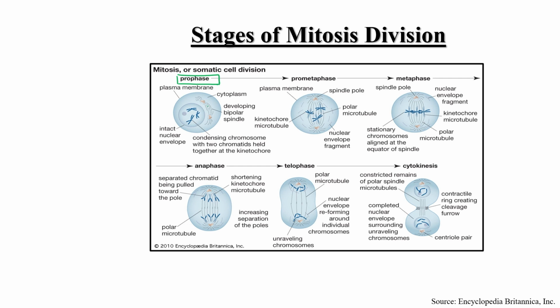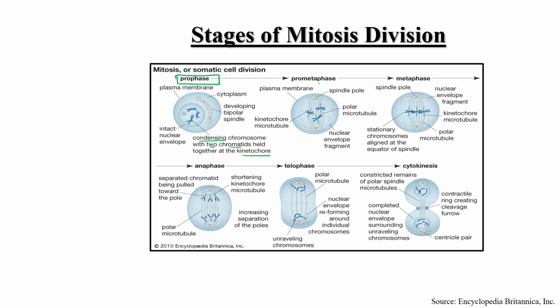This is prophase of mitosis, or somatic cell division. Here you can see the nuclear envelope is in intact form. The chromosomes start condensing with 2 chromatids. These 2 chromatids are held together at the kinetochore, the middle part, a plate-like structure known as the kinetochore. This is the cytoplasm, and development of bipolar spindle fiber also starts in prophase.